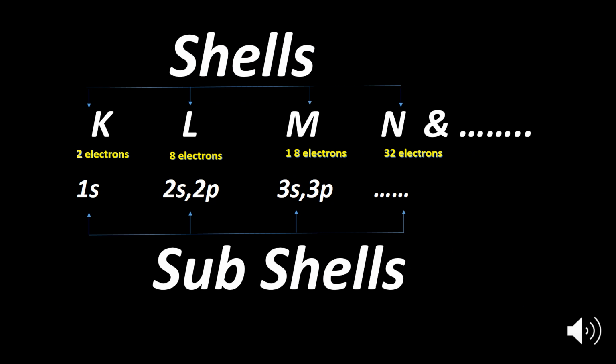Now let us look at the diagram of the subshell. Note that the number of the electrons in the shell must be equal to the number of the electrons in the subshell. Now in the K shell we have only one subshell, that is 1s, while in the second shell, that is the L shell, we have two subshells that are 2s and 2p, while in the third shell we have 3s and 3p subshell, and so on.